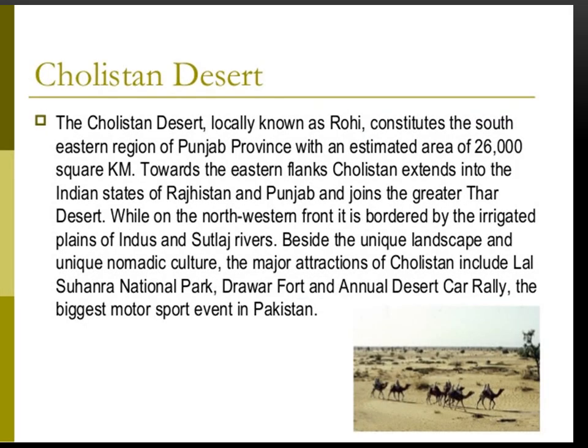The next is Cholistan Desert. The Cholistan Desert, locally known as Rohi, constitutes the southeastern region of Punjab province with an estimated area of 26,000 square kilometer. Towards the eastern flanks, Cholistan extends into the Indian states of Rajasthan and Punjab and joins the Greater Thar Desert, while on the northwestern front it is bordered by the irrigated plains of Indus and Satluj River.